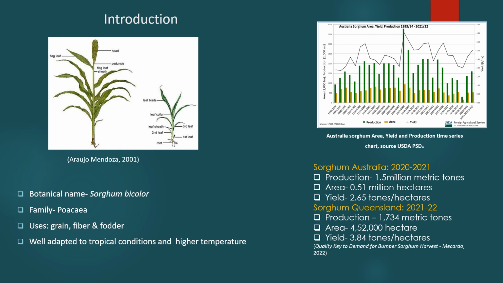Queensland is the top region by sorghum production in Australia. As an estimate, sorghum production of 2021 to 2022 in Queensland will be 1,734 metric tons, that accounts for 78.80% of Australia's sorghum production.